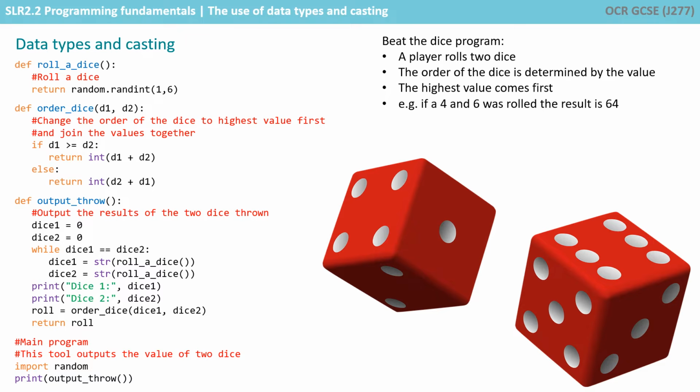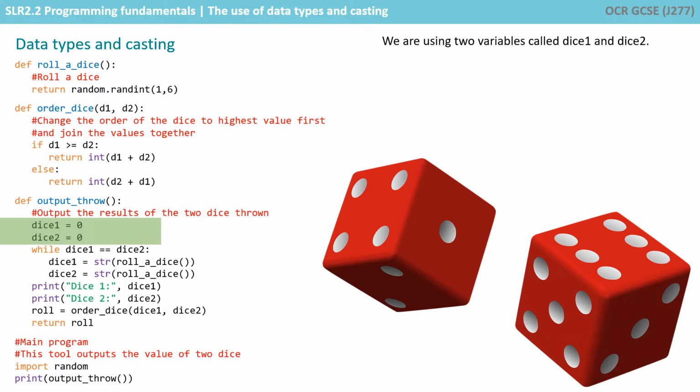We're going to use the analogy here of a beat the dice program, which we've been looking at in a couple of videos, to talk about another concept. With beat the dice, a player rolls 2 dice. The order of the dice is determined by the value, and the highest value comes first. So if a 4 and a 6 was rolled, the result would be 64, not 10, 64. We're using two variables here called dice1 and dice2, and we've declared them and assigned them the value 0.